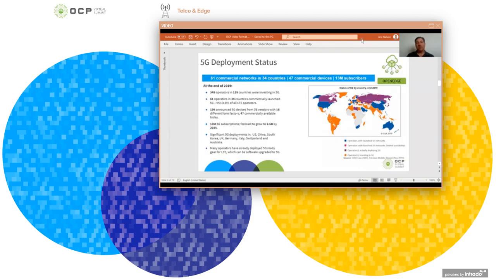In terms of 5G deployment worldwide, this is a map that was developed in 2019, so there may be some recent changes because of all of the world events. But at this time, there were 61 commercial networks set up in 34 countries. For me, that was quite impressive because I've heard of 5G for years, but just hadn't realized that it had been deployed in so many geographies already.